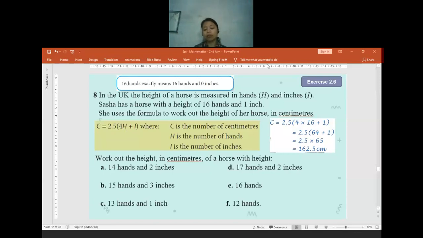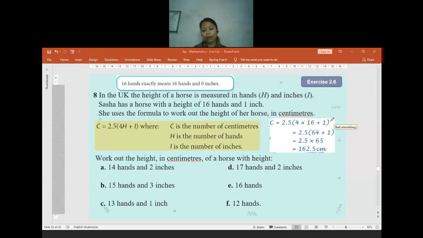The h here is the number of hands, which she got as 16. So just do 4 times 16, plus the I, which is the number of inches. The inch here is only 1 inch. So just write it as 2.5 times (4 times 16 plus 1).